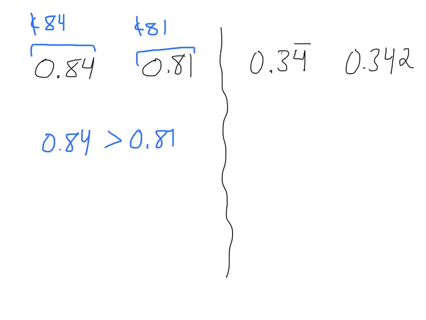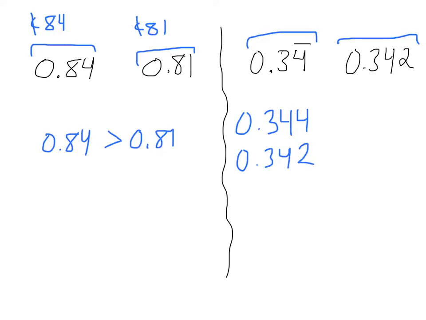Another situation that might come up is with repeating decimals. In this case, 0.34 with a repeating 4 and 0.342, which is a terminating decimal, so it just ends at the 2, might be tricky. I would want to think about what 0.34 with a repeating 4 looks like. I at least would want to think about extending it one more place, because 0.342 also goes one more place.